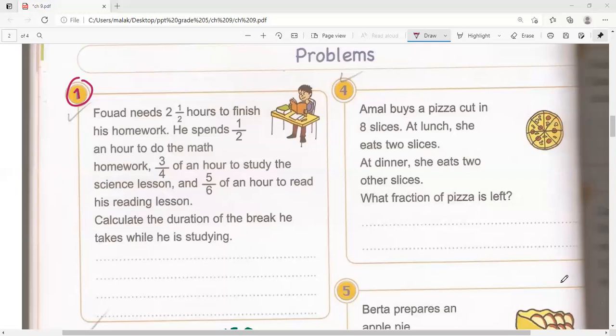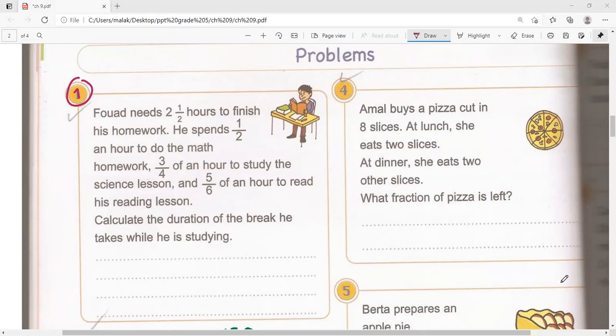Science lesson? 3/4. A reading lesson? 5/6. Okay. So he took 2.5 hours to finish everything: the math homework, the science lesson, and the reading lesson.